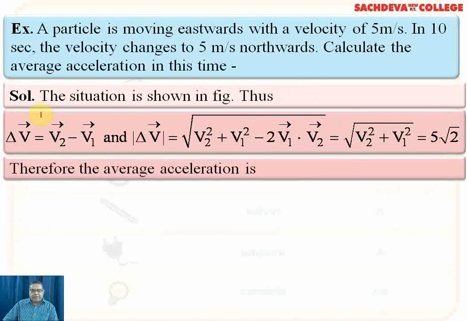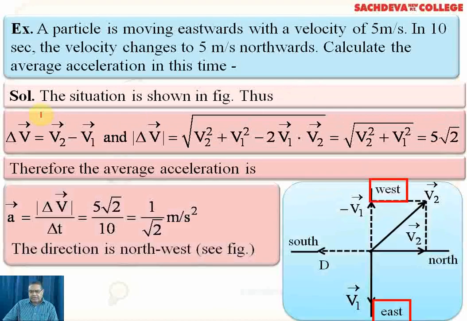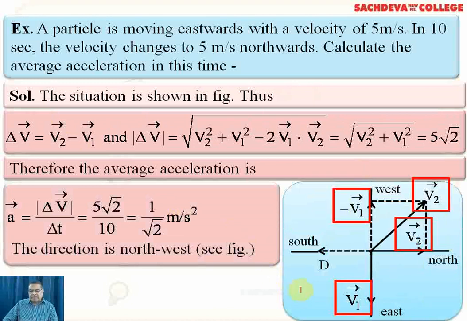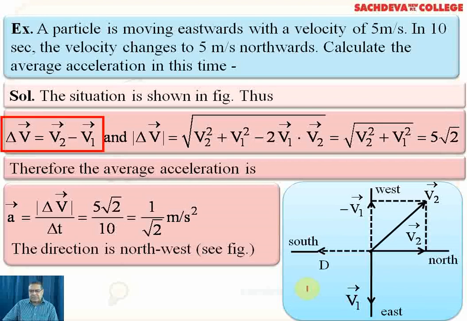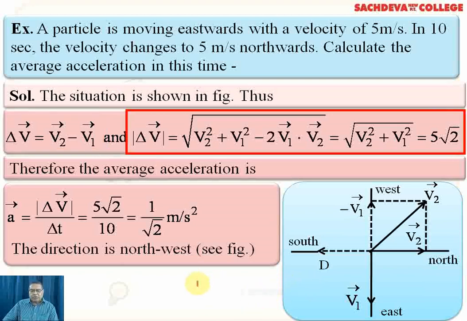And in the figure we find that west, east is given, north, south is given in the frame of reference. V1, V2 are the vectors. And we find that delta V, that is the change in velocity, is V2 minus V1. So we will use the formula square root of V2 square plus V1 square minus 2 V1 V2. This we have done with respect to the parallelogram law. And after calculation and putting the values, this is found to be 5 root 2.